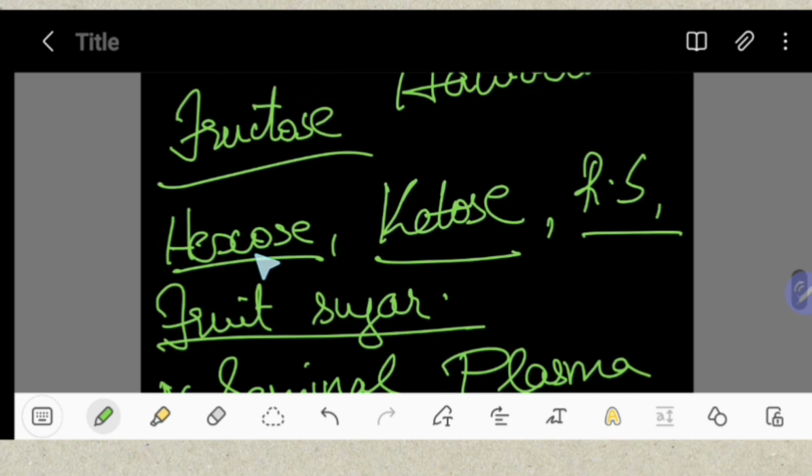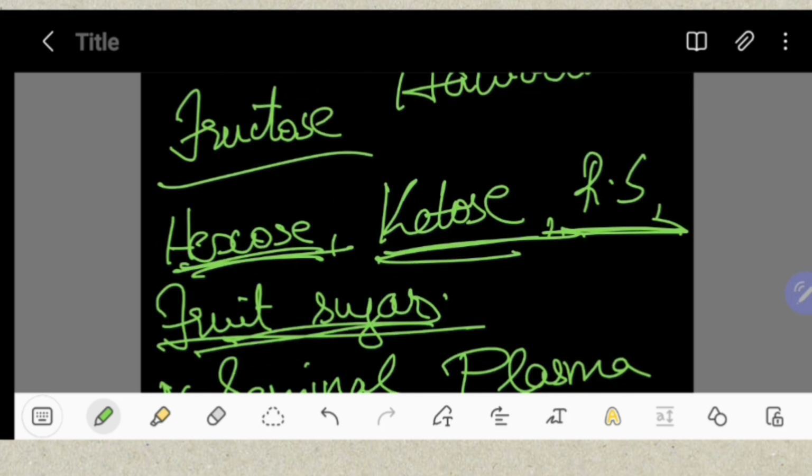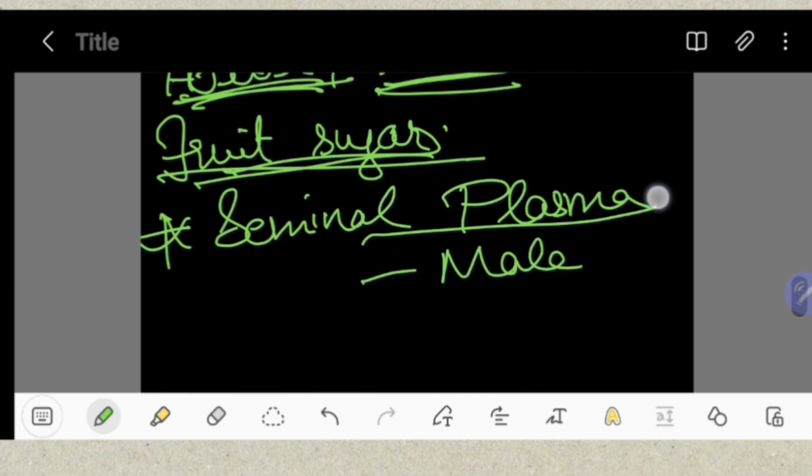And then you have fructose, which is a hexose, ketose, reducing sugar, and it is also a fruit sugar. It is also present in seminal plasma in males. The seminal plasma is rich in fructose, and all that was there to learn in the human reproduction chapter, right?